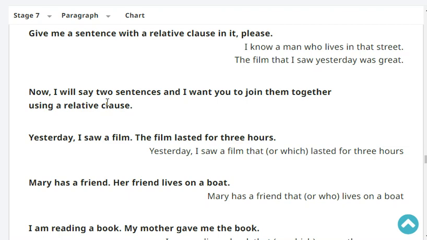Very good. Mary has a friend. Her friend lives on a boat. Mary has a friend who lives on a boat.